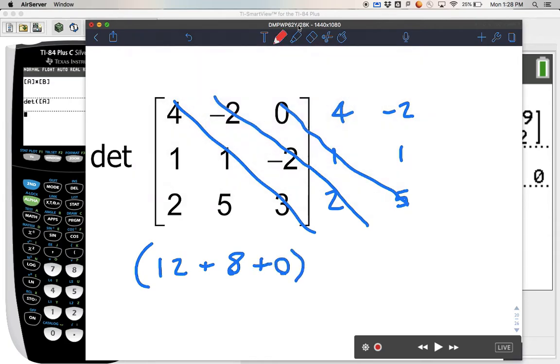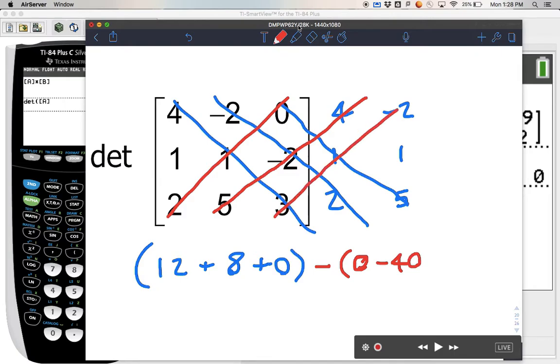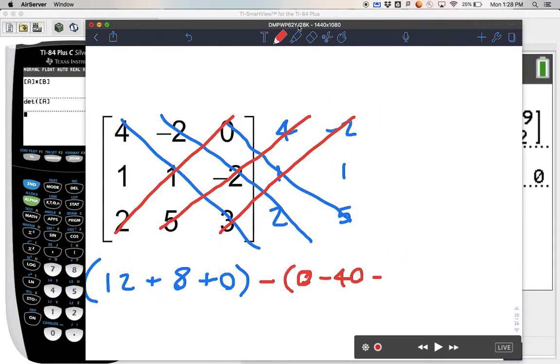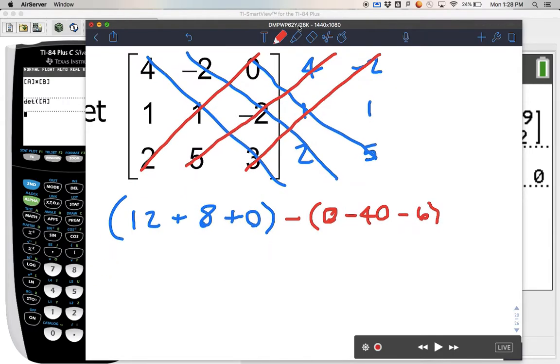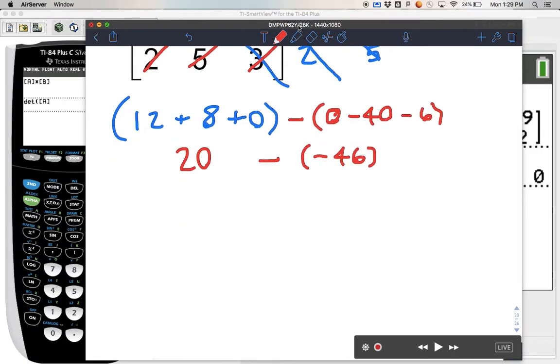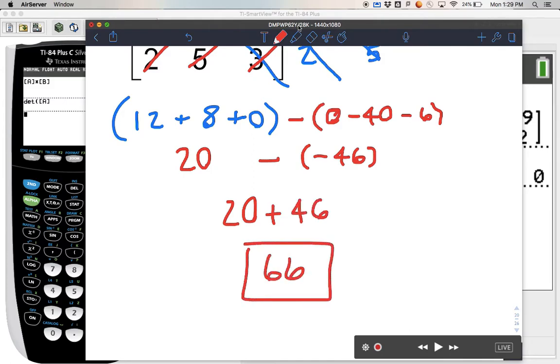Now let's do all the positive slopes. 2 times 1 times 0, or I'm sorry, 0. Anything times 0 is 0. You got 5 times -2 times 4. So what was that? -10, and then -10 times 4 is -40. And then 3 times 1 times -2, so that is -6. That's good to go there. 12 plus 8 over here is going to get us 20, so we need to do 20 minus -46. Which, remember, minus negative changes that to plus 46, so that'll be 66 right there for the determinant.